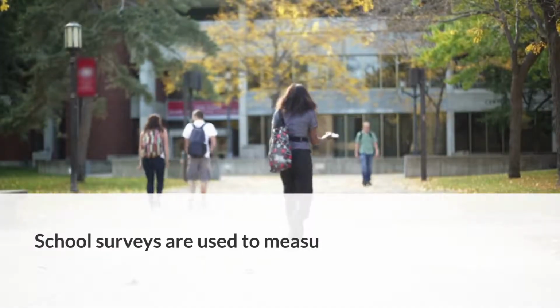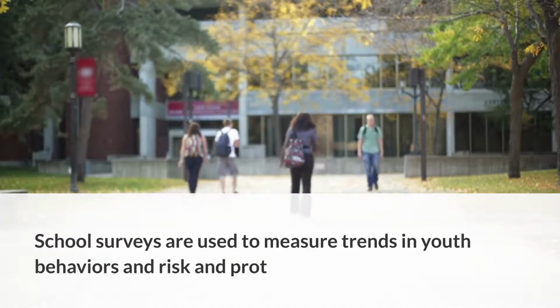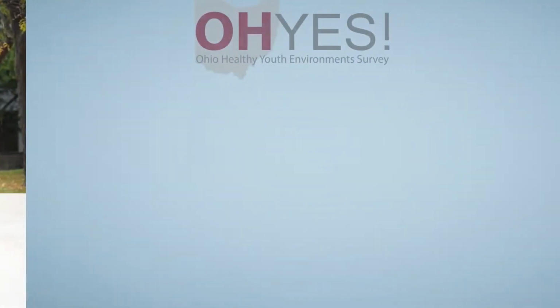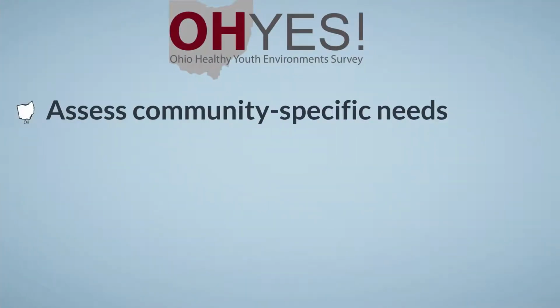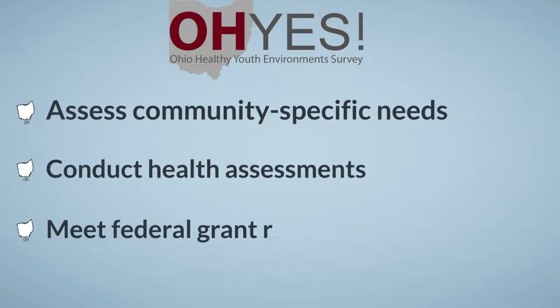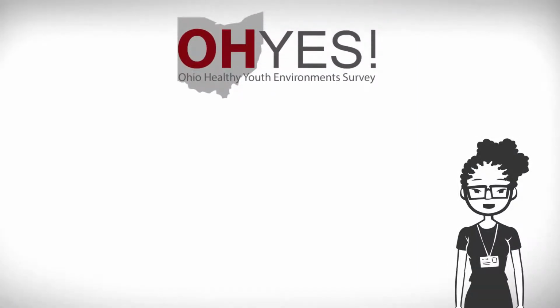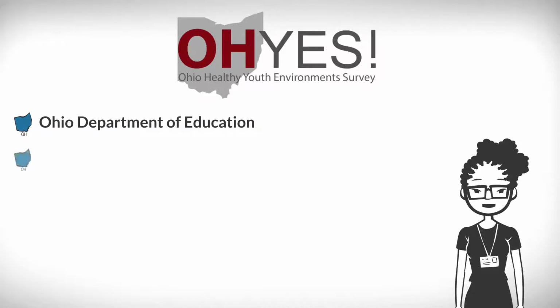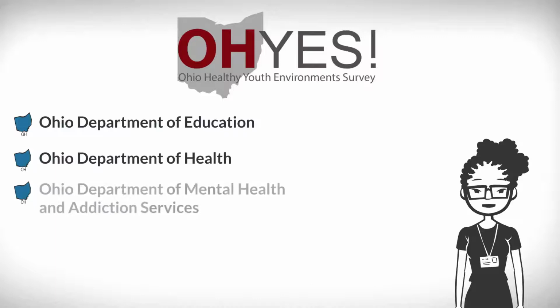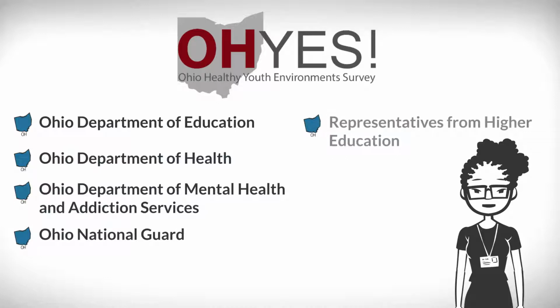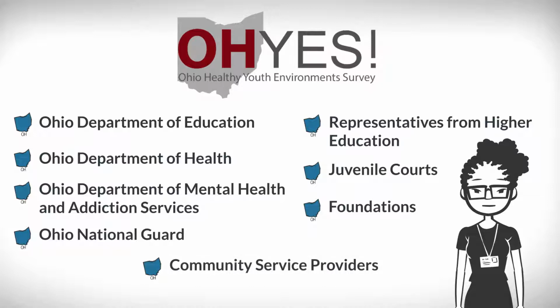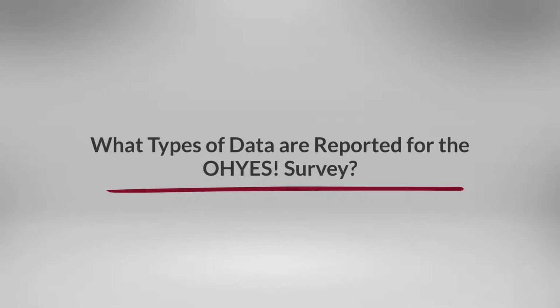OHYES survey background. School surveys are used to measure trends in youth behaviors and risk and protective factors. This data is useful to assess community-specific needs, conduct health assessments, and meet federal grant reporting requirements. The Ohio Healthy Youth Environment Survey, OHYES, is a collaborative effort between the Ohio Department of Education, Ohio Department of Health, Ohio Department of Mental Health and Addiction Services, the Ohio National Guard, representatives from higher education, juvenile courts, foundations, and community service providers.